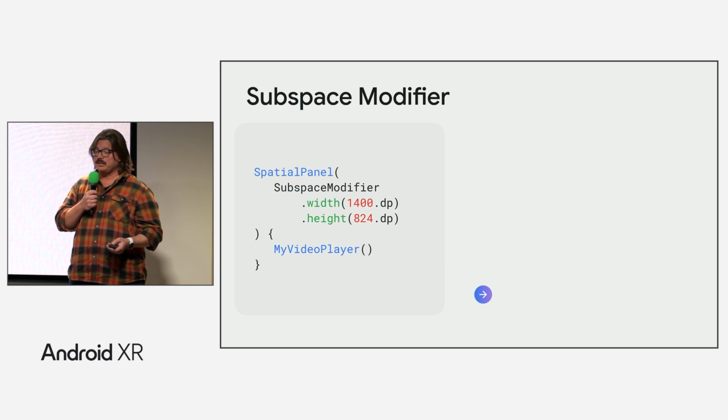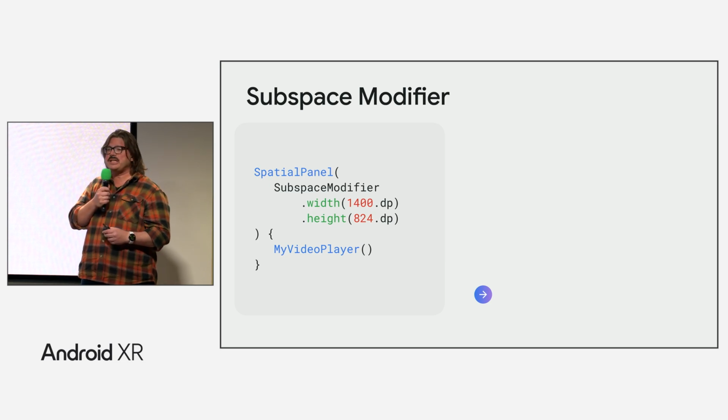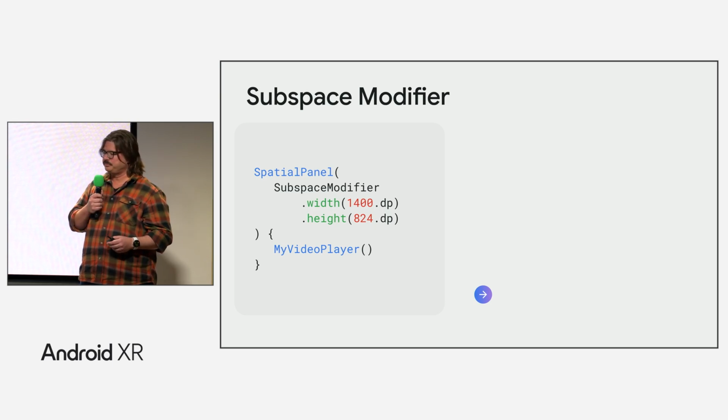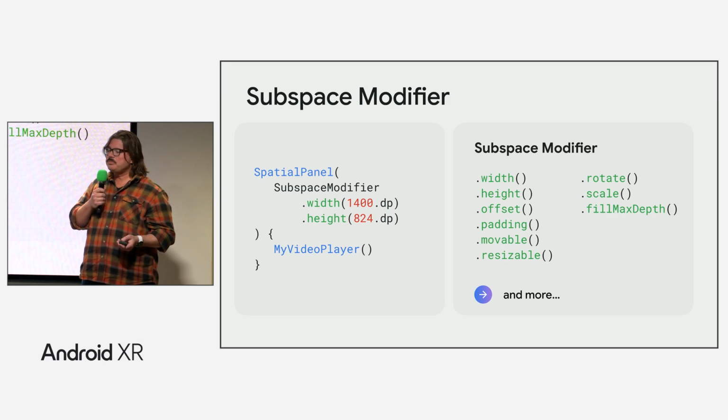To modify subspace composables, we're introducing a new set of subspace modifiers. You can apply subspace modifiers exactly as you would with 2D composables. These new modifiers build on familiar constructs such as height, offset, padding, and width to help you get a head start on developing with these new APIs while introducing powerful new capabilities.